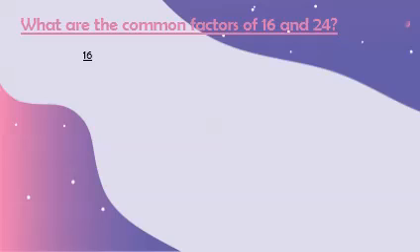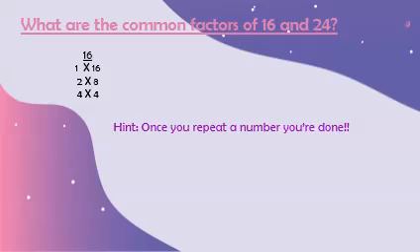The factors of 16 are first 1 times 16, 2 times 8, 4 times 4. Whenever you reach a double factor, you stop and you write the numbers. So once you repeat a number, you are done. So the factors of 16 are 1, 2, 4, 8, and 16.